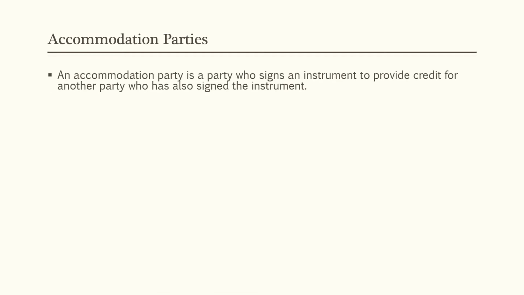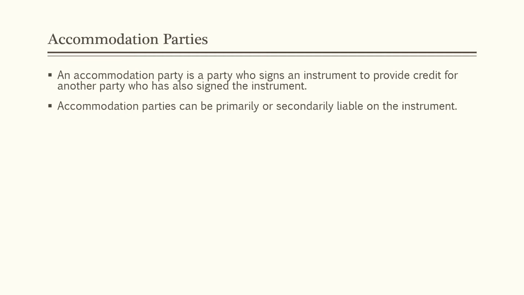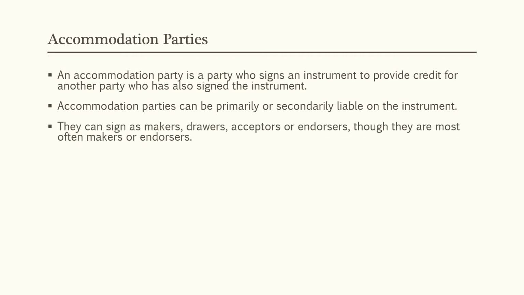Next, we're going to discuss accommodation parties. An accommodation party is a party who signs the instrument to provide credit for another party who has also signed the instrument. Accommodation parties can be primarily or secondarily liable on the instrument depending on their role in the transaction and how they sign the instrument. They can sign as makers, drawers, acceptors, or endorsers, though they are most often makers or endorsers.